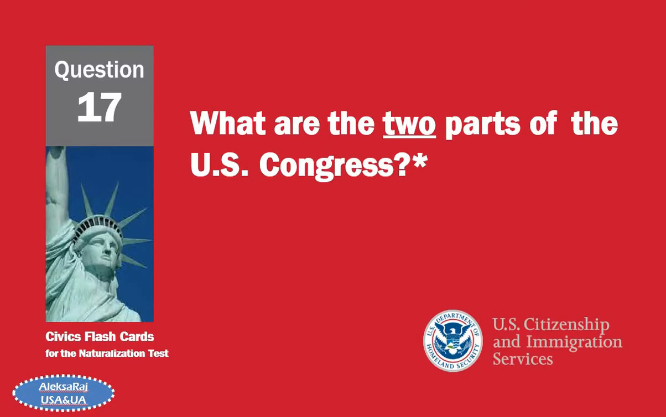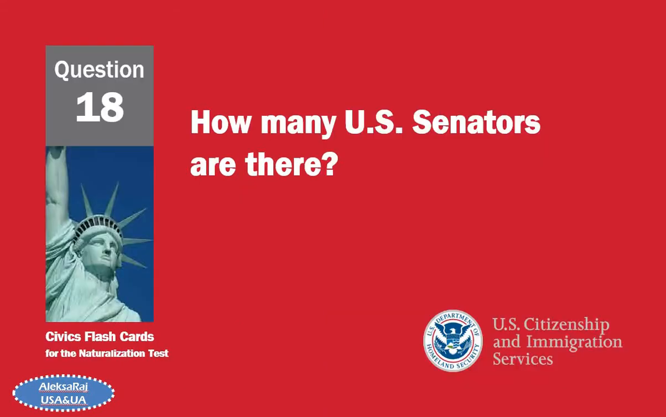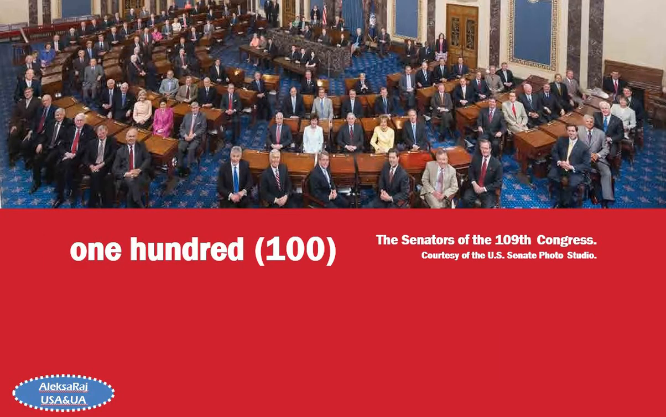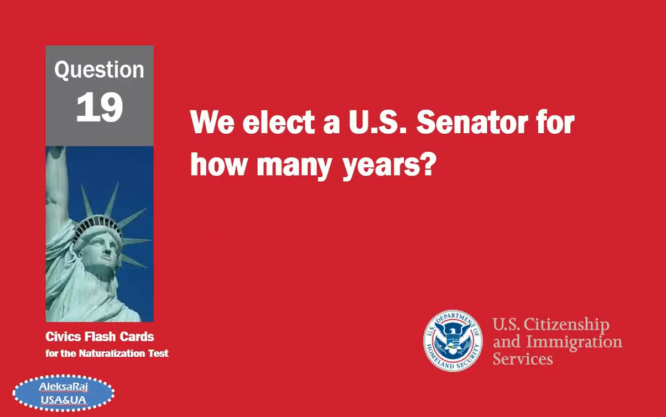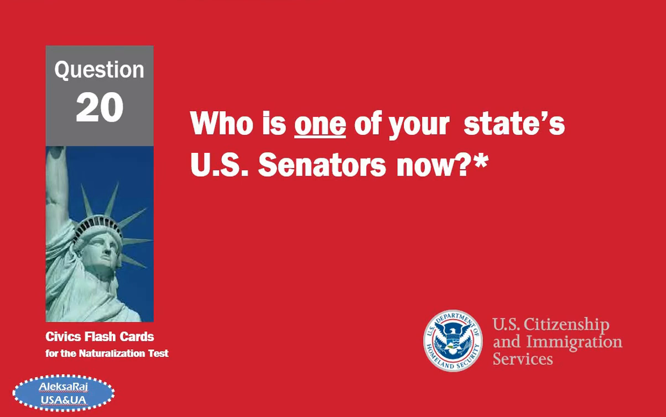What are the two parts of the U.S. Congress? The Senate and House of Representatives. How many U.S. senators are there? 100. We elect a U.S. senator for how many years? 6. Who is one of your state's U.S. senators now?